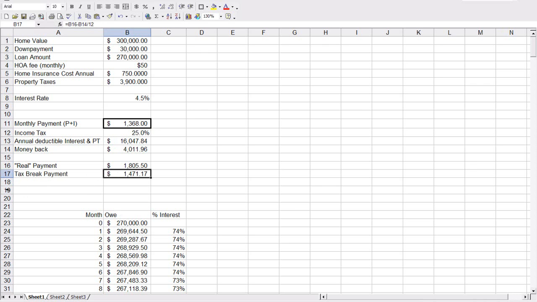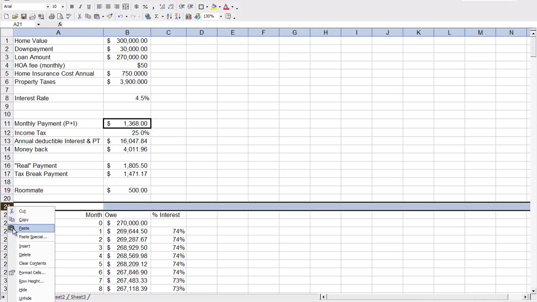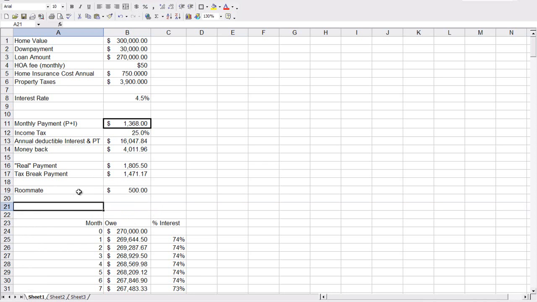And you can add other things like if you have a roommate, let's say things get very bad, you want to rent out a room, and they're going to give you $500 a month. And let's say your overall cost of owning becomes this minus this. So you're only paying $970 for a $300,000 house.